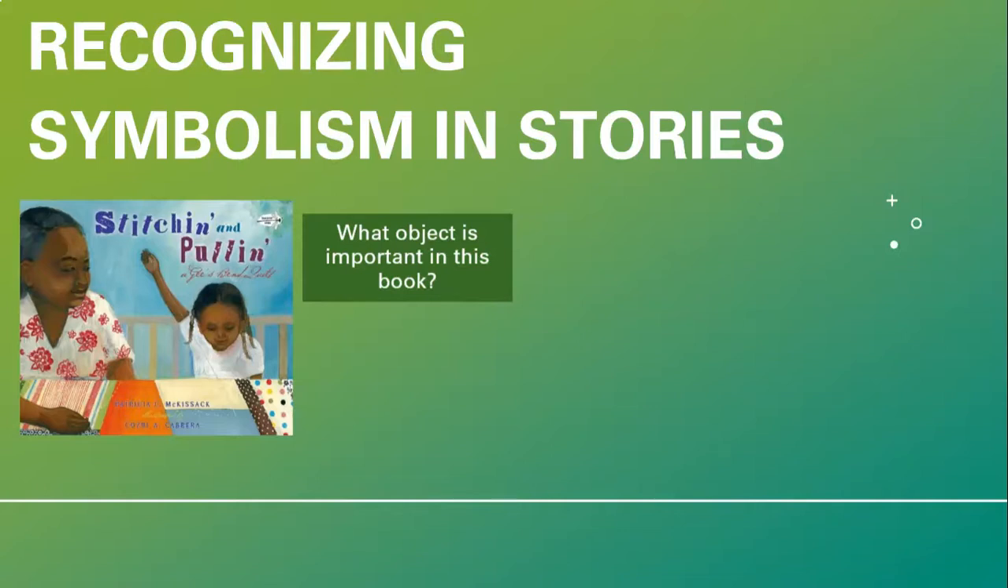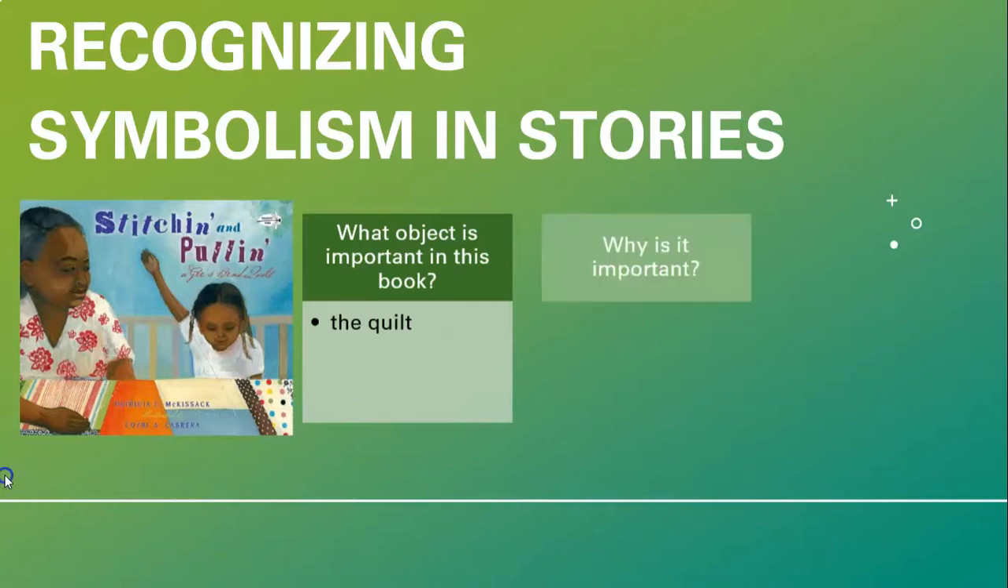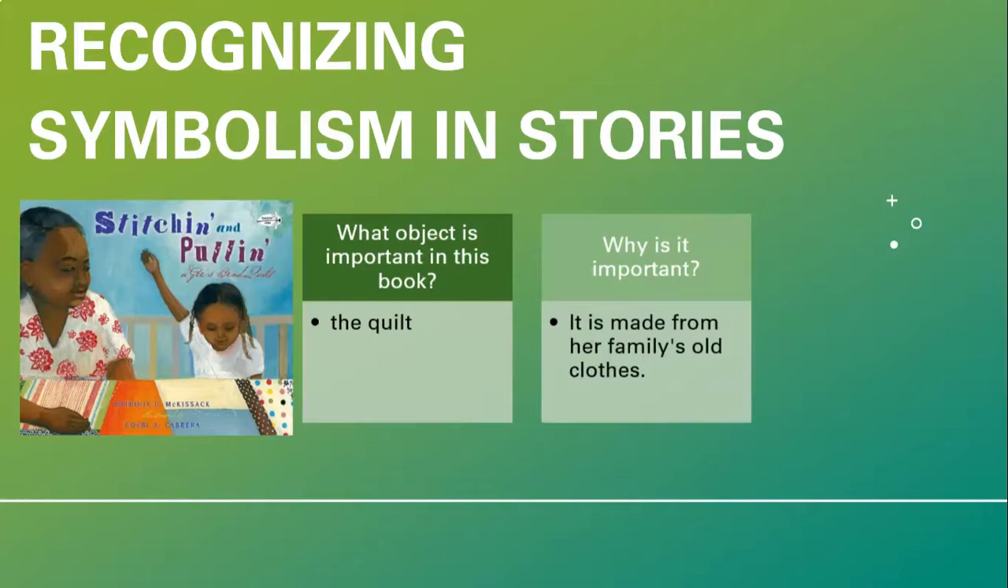in her family's home, listening to her mother and grandmother and great-grandmother put together a quilt, and then creating a quilt and sewing a quilt herself. So pretty easy to identify what object is important in this book. It's the quilt that they're making. It's the quilt that she's making. Why is this important? It is important because it is made from her family's old clothes. She mentions in one of her poems that she hopes the corduroy remembers that it was part of her uncle's pants during an important life event.